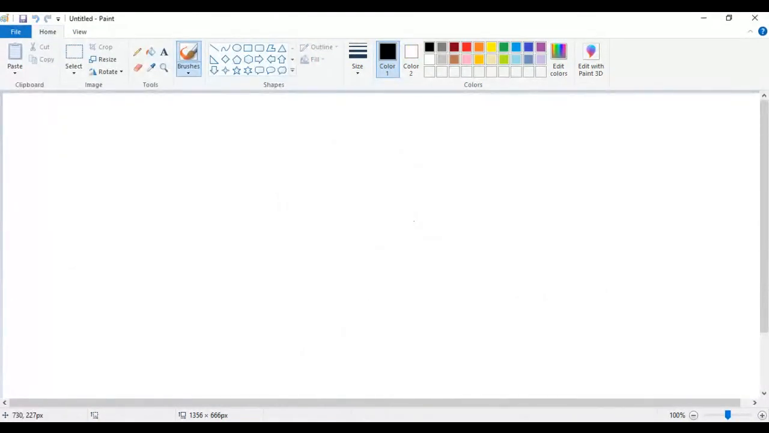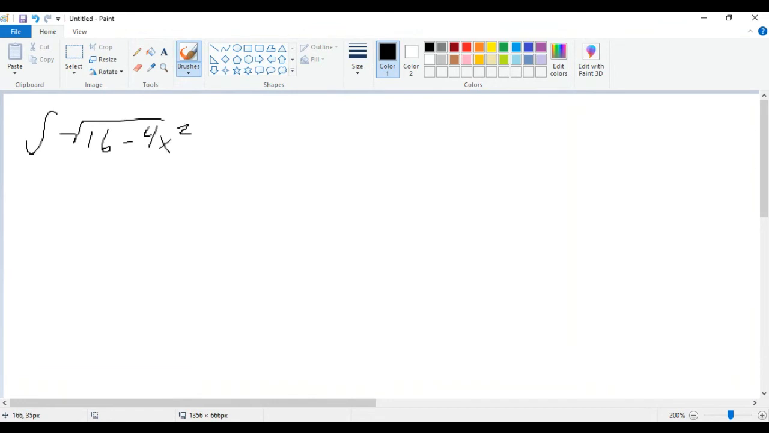So this next example, I think we'll do, we'll go ahead and do the integral of the square root of 16 minus 4x squared dx.